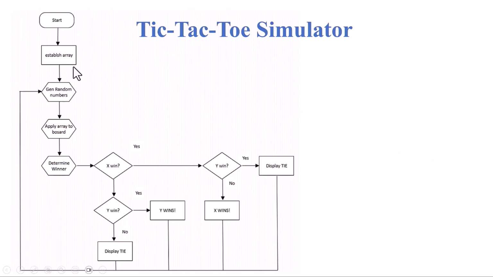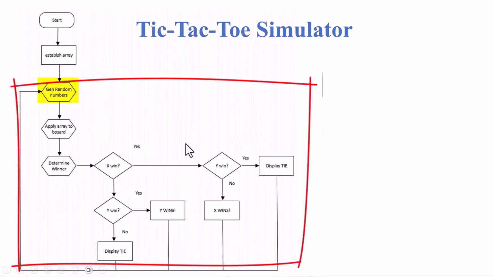When we start the game, we establish an array. We have a number of methods here. We're going to generate the random numbers. We'll be doing that each time a button is pressed. This is actually a button. This whole thing will be the button. We're going to apply the array to the board.